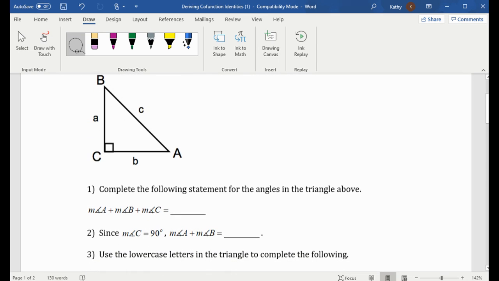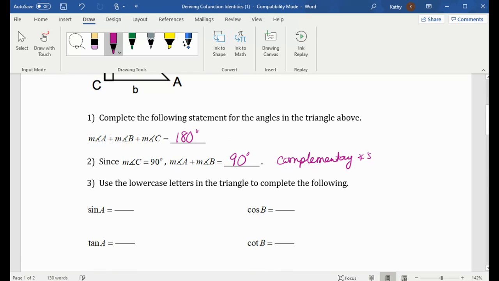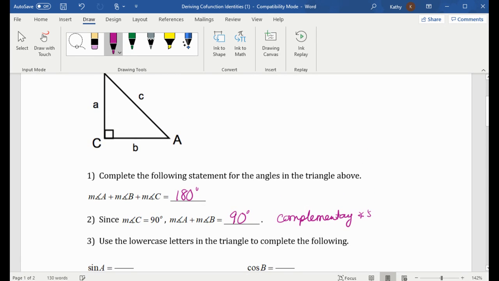Back from geometry, we learned that the three angles of our triangle always add up to 180 degrees. Right? And since we have a right triangle, which is angle C, we know that A and B have to add up to 90 degrees. These angles are what we call complementary angles. Okay, so we're going to use those lowercase letters to complete our ratios.